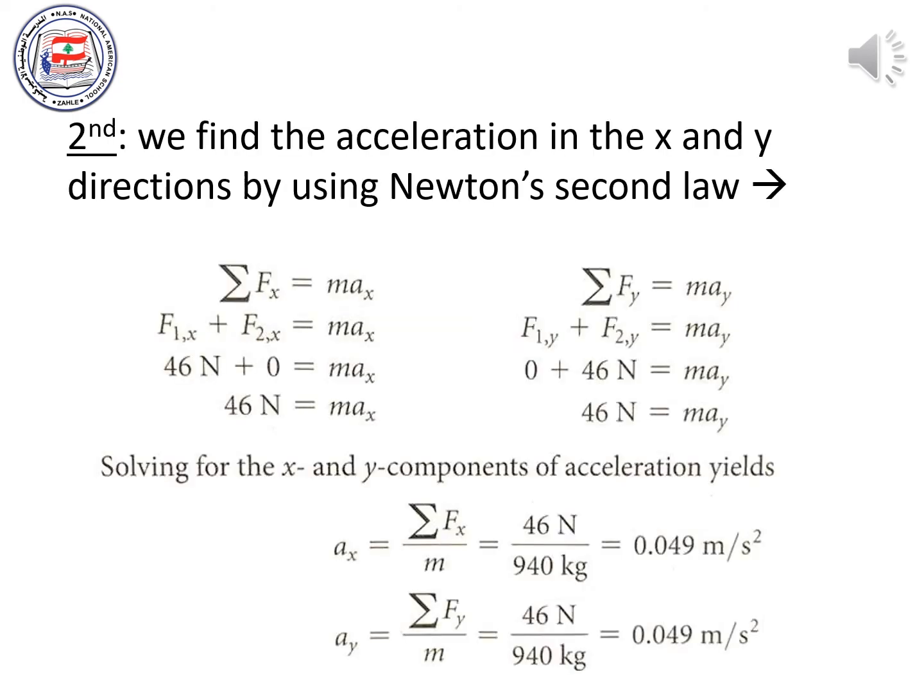After we resolve each force into its x and y components, we find the acceleration in the x and y directions by using Newton's second law, which states that the net force acting on an object is equal to the mass of the object times its acceleration. So the acceleration in the x direction is equal to all the forces in the x direction over the mass of the object. And the acceleration in the y direction is equal to all the forces in the y direction over the mass of the object. In this situation, all the forces in the x direction are 46 newtons plus 0, and all the forces in the y direction are 0 plus 46 newtons. So the accelerations in the x and y direction are equal in magnitude, which are equal to 0.049 meter per second squared.